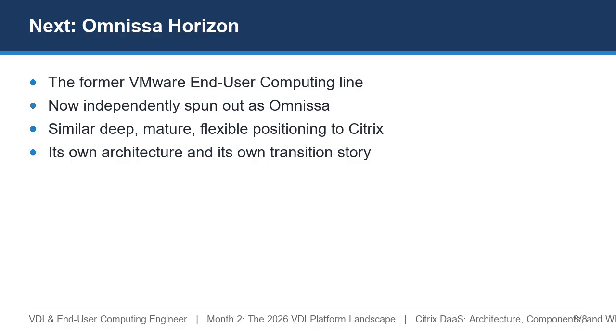Citrix represents one end of the spectrum: incumbent, protocol-first, and comfortable staying on-prem. Lesson 3 covers Omnissa Horizon, the former VMware end-user computing line, now spun out on its own. It occupies similar territory to Citrix in depth and maturity, but with its own architecture and its own transition story that customers need to understand.